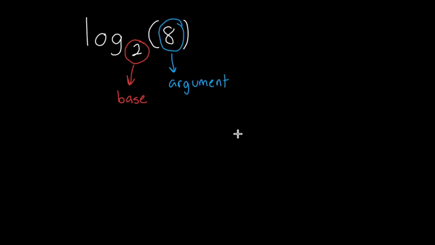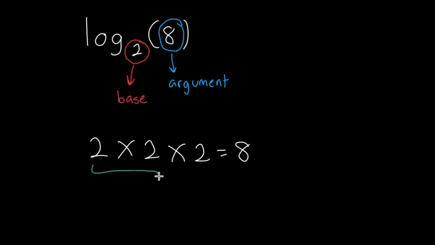So if this logarithm has a base of 2 and an argument of 8, it is saying how many times do we multiply 2 by itself, right? So 2 times 2 times 2 to get 8. And we will do that by doing 2 times 2 times 2. The number of times we multiply 2 by itself is 3. So that's why the value of log base 2 of 8 is 3.